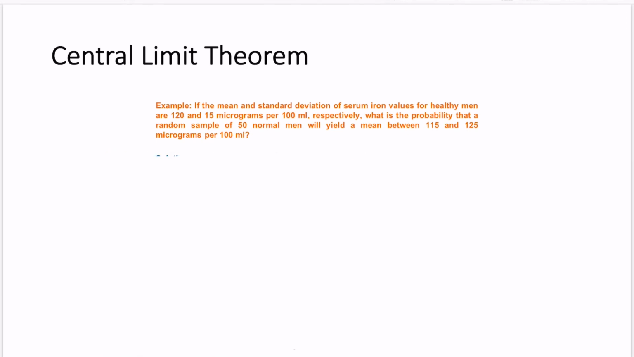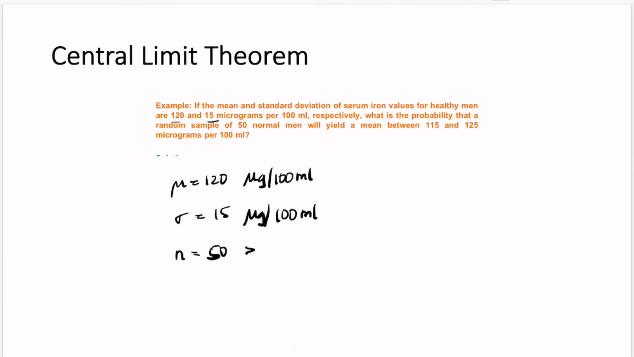So use the same principles here and pause the video right here and try to solve these problems. So let me write down the data that we have here. They have given the mean and the standard deviation. So mu is 120, sigma is 15. Both of them are in microgram per 100 ml. And they have given us the sample size is 50, which means it's greater than 30. So we can use CLT. Now they are asking you for the probability that 115 is less than x less than 125.